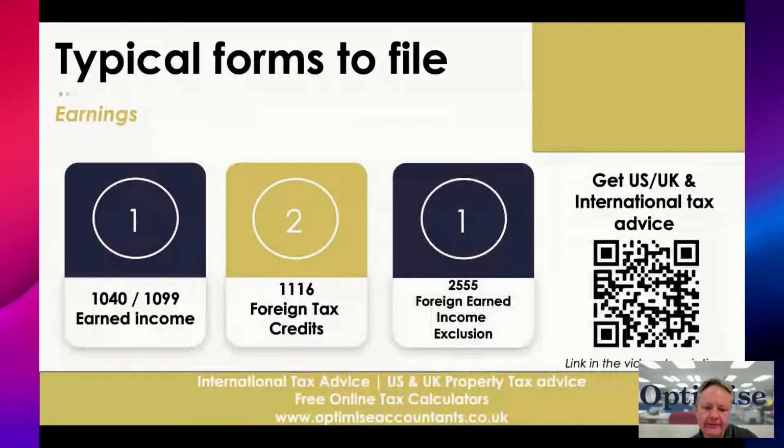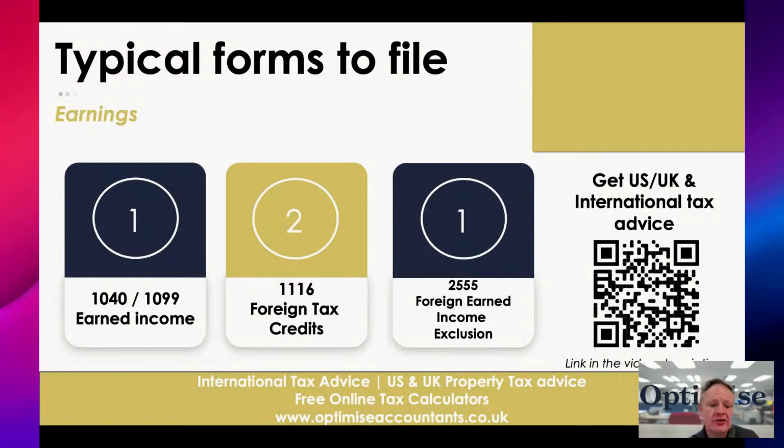Conversely, though, you have another form, 2555, foreign earned income exclusion. That allows you to say, I have had income in the UK, but I'm going to exclude it from my tax return, so I don't have to pay tax in the United States. Now, there is a limit on that, and then you would move over to the foreign tax credits. But again, which form should you use? Should you use 1116 or 2555?